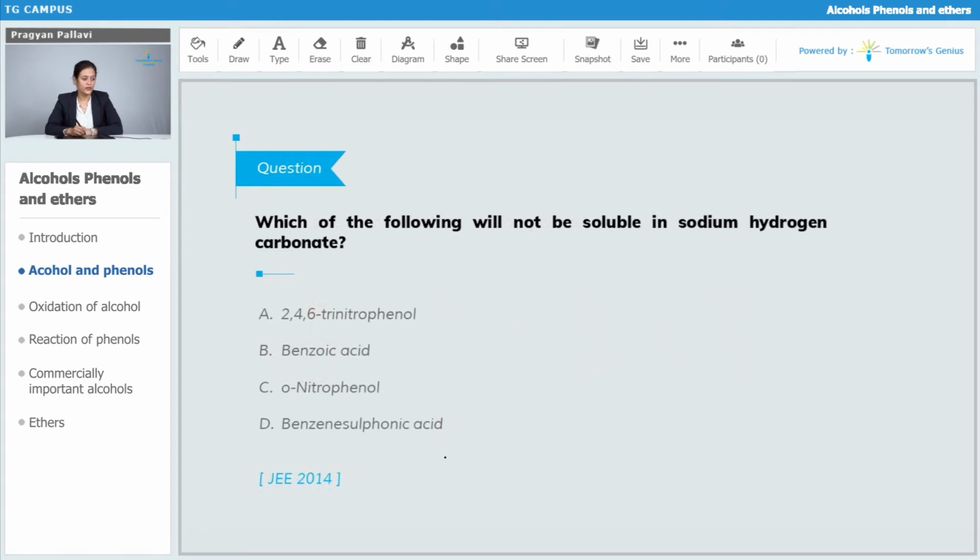Now the second question here is, which of the following will not be soluble in sodium hydrogen carbonate? Now the correct answer here is 2,4,6-trinitrophenol. It is not soluble in sodium hydrogen carbonate, because this is also quite a strong acid and hence it is not going to be solubilized by this sodium hydrogen carbonate.